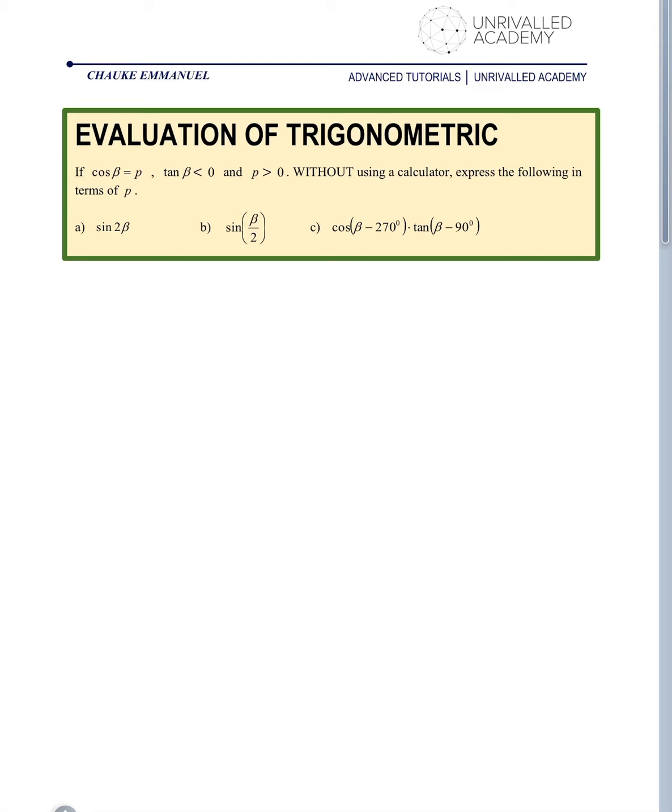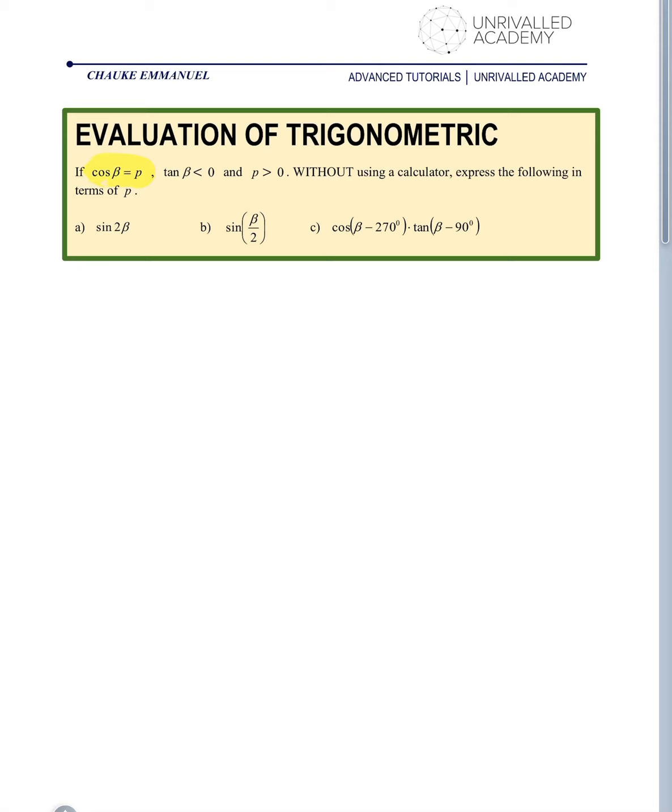Now, before we solve that, I want us to understand what was given as the condition. We are saying that cos of beta, where beta is the angle, is given as such. And now we are also giving you the restrictions, which is the tangent of beta must be negative. It's a quadrant where tangent is negative. We are saying that p is bigger than 0, meaning p is positive. So, I'm going to now look largely where cos of beta is positive.